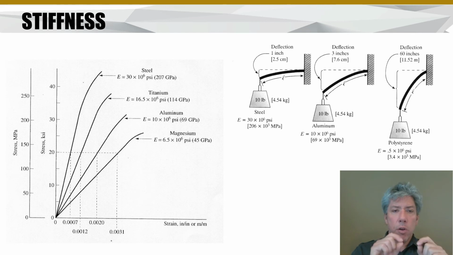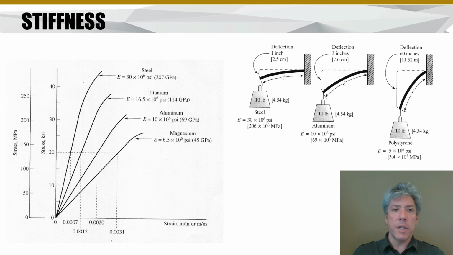Obviously, if we have no stress on the material, there will be no strain. In other words, there will be no deflection when there's no load. So 0, 0 is always a point on our stress-strain diagram. And then the steeper the initial slope, the higher the Young's modulus and the stiffer the material is. So you can compare there.